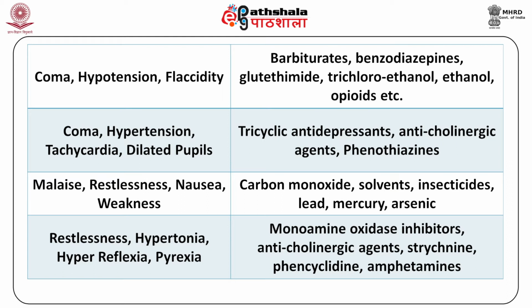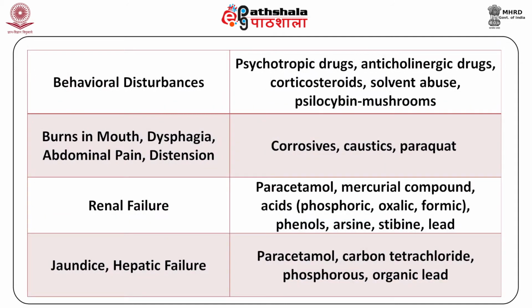anticholinergic agents and phenothiazines. Next is malaise, restlessness, nausea, weakness, and it is caused by carbon monoxide, the various solvents, insecticides, lead, mercury, arsenic. For restlessness, hypertonia, hyperreflexia and pyrexia, it is monoamine oxidase inhibitors, anticholinergic agents, strychnine, phencyclidine and amphetamines. For behavioral disturbances, it is the psychotropic drugs, anticholinergic drugs, corticosteroids, solvent abuse, psilocybin mushrooms.